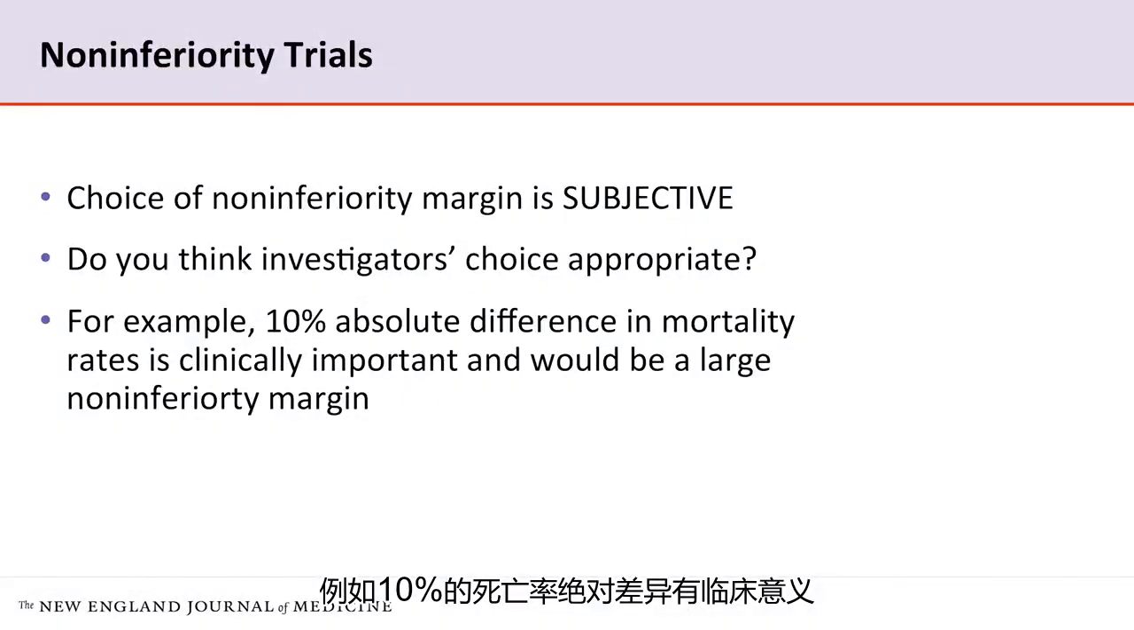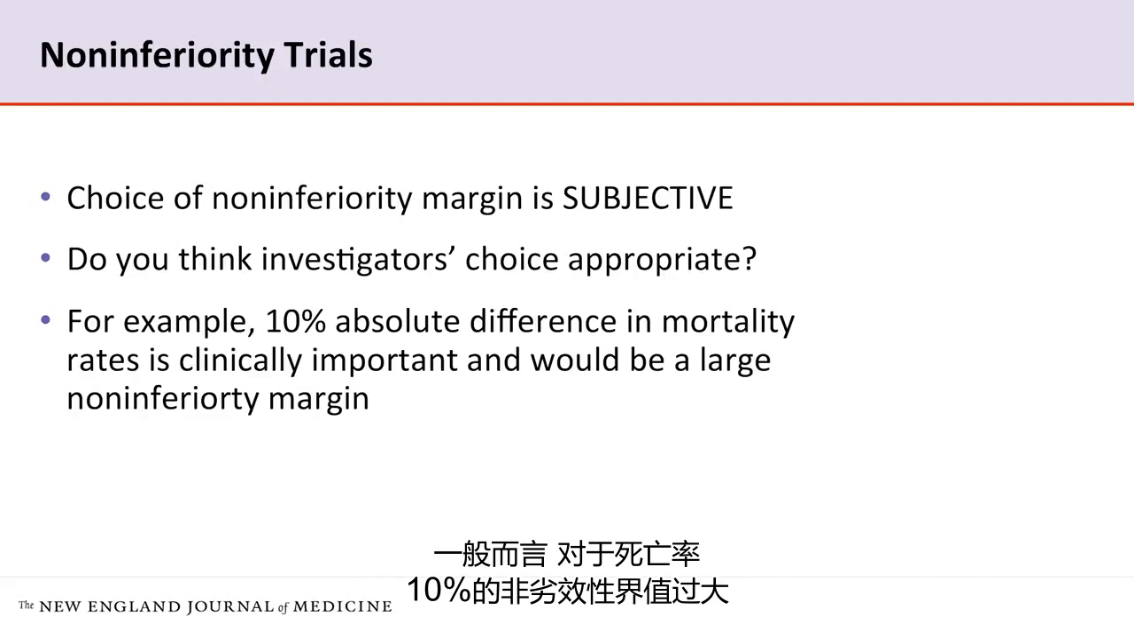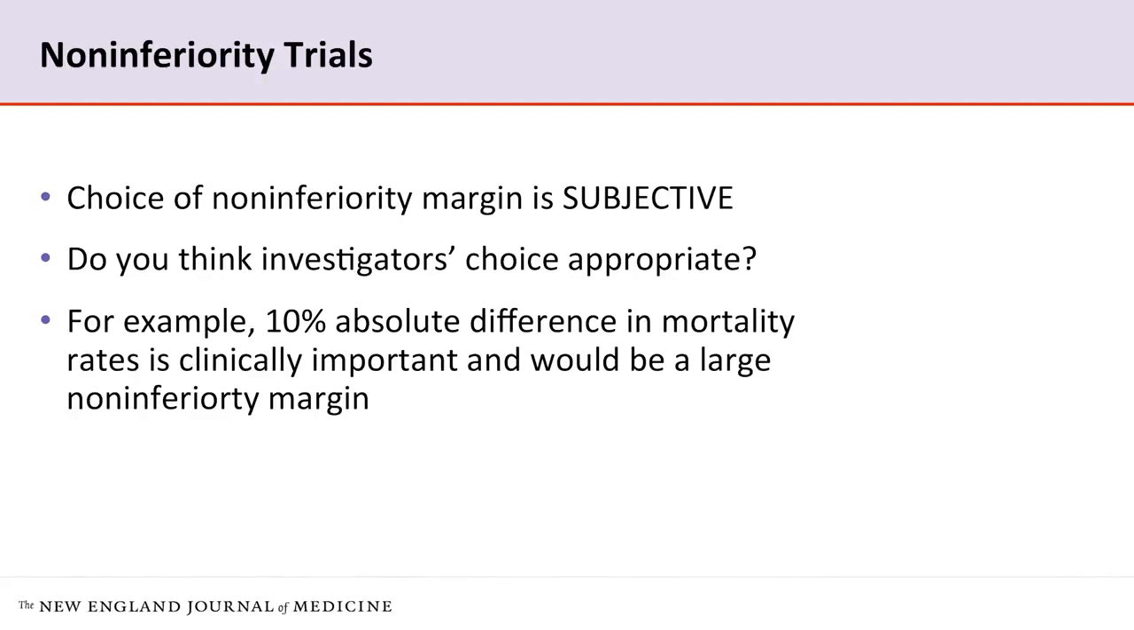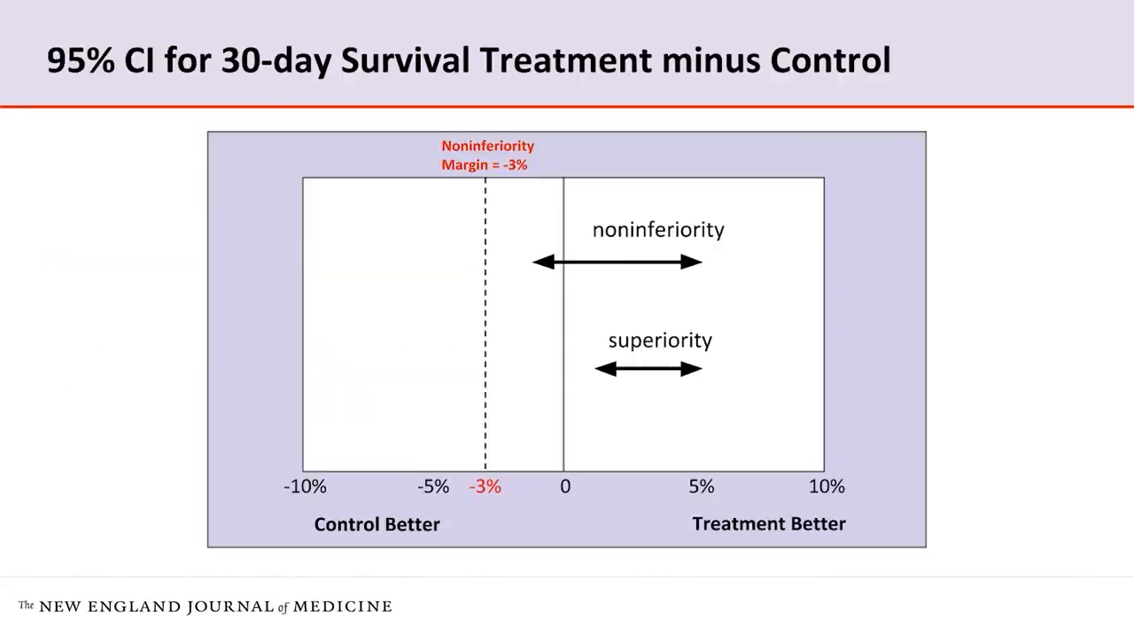For example, a 10% absolute difference in mortality would be clinically important, and in general, 10% would be too large a non-inferiority margin for mortality. This figure illustrates a hypothetical non-inferiority trial.